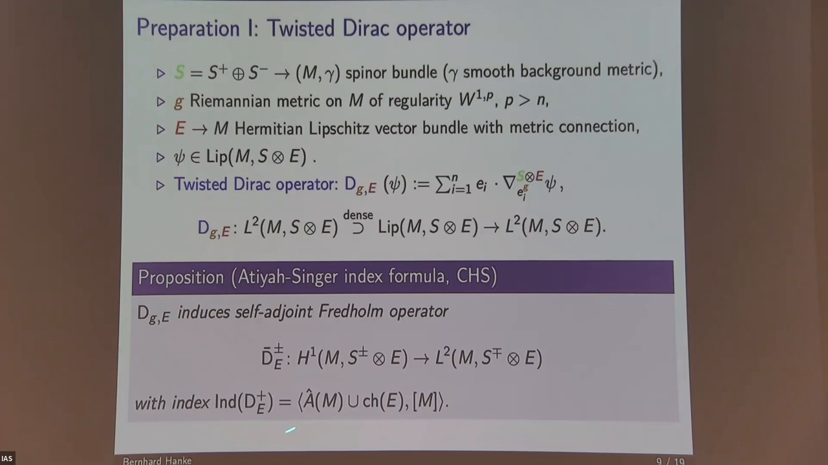And so we get an operator from H1 sections to the L2 sections of this bundle S tensor E, and it swaps the grading, the parity. So we have a plus and minus part, and this goes to the minus and plus part because here we have a Clifford multiplication. And so it turns out that this is a Fredholm operator and it satisfies the usual index formula. So this is the first ingredient.